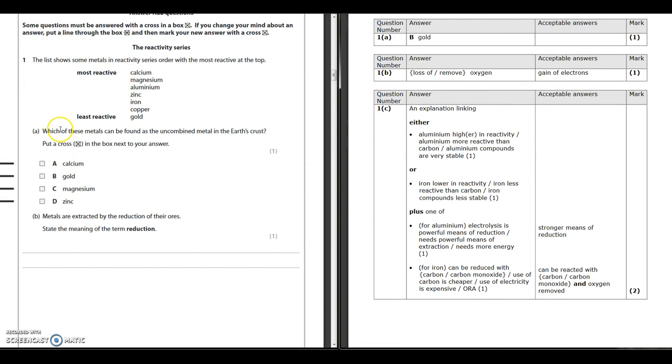It's asking us which one can be found uncombined in the Earth's crust. The big clue here is right there. Least reactive is gold, so that should be option B.